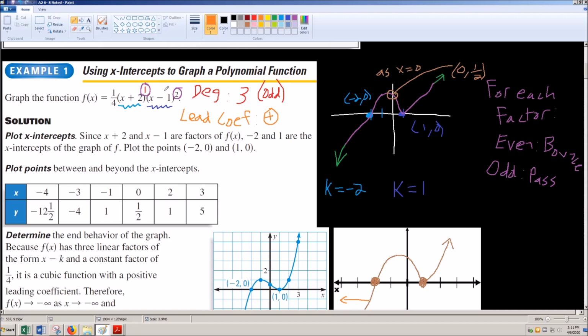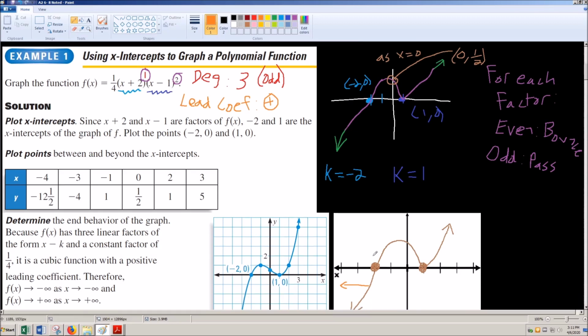If I look at my even degree things though, if before this was negative, like I have a negative sitting out in front of it, it's going to remain negative. And if I have positive sitting out in front of it, it's going to be positive as well. So again, this is with our even stuff. It's either going to open up in both directions or open down in both directions. So that's where this whole change is coming from in regards to the even ones bouncing and the odd ones passing through.